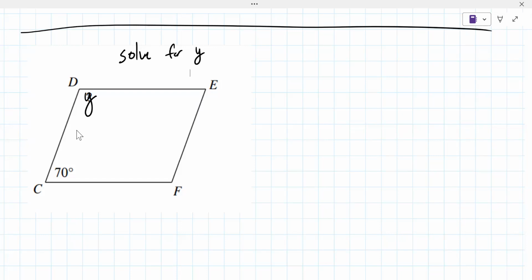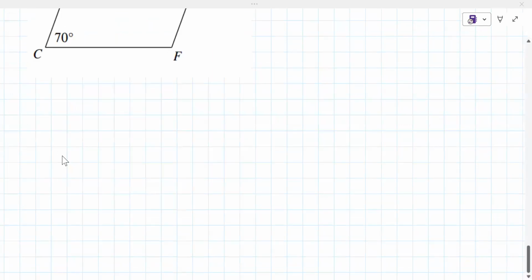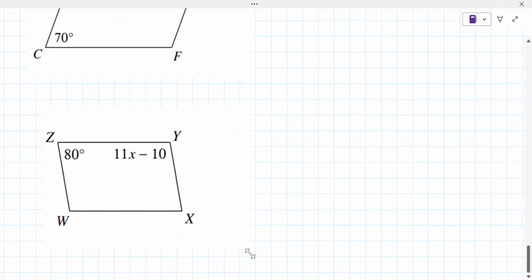110. Y is 110. Very good. Now they do get more complicated. So I don't want to dwell on the geometry. I want us to work on the algebra, which is the solving that we've been doing. So when I put this next problem in front of you, I don't want you to feel like, oh no, I wouldn't know how to do this.